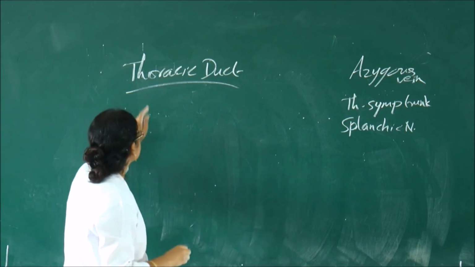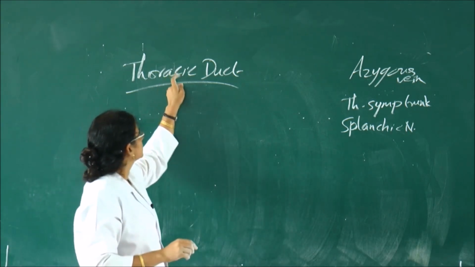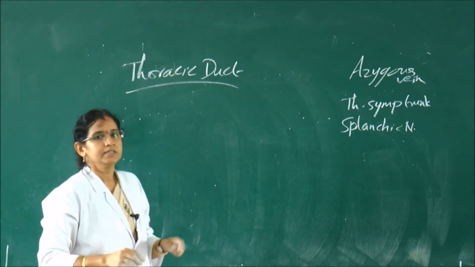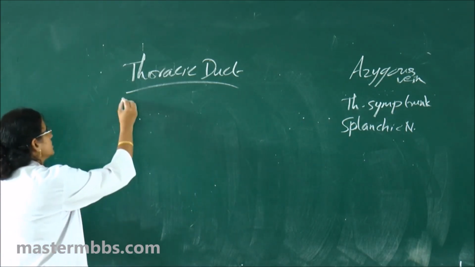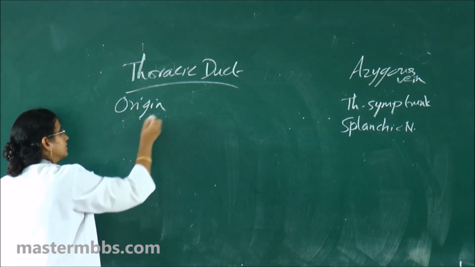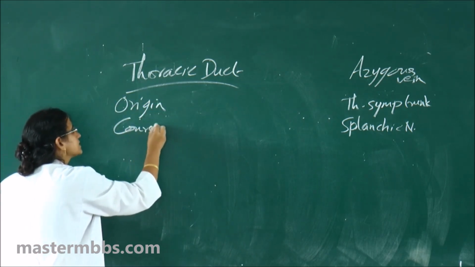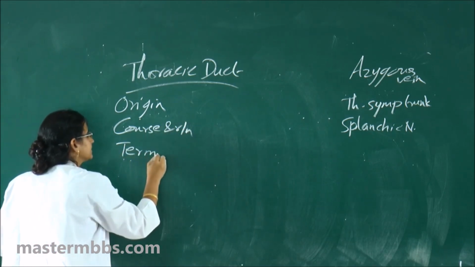So now first let me tell you about the thoracic duct. What is the thoracic duct? It is the largest lymph vessel present in the body. What is the origin of the thoracic duct? What is the course and relation? Then how does it terminate?